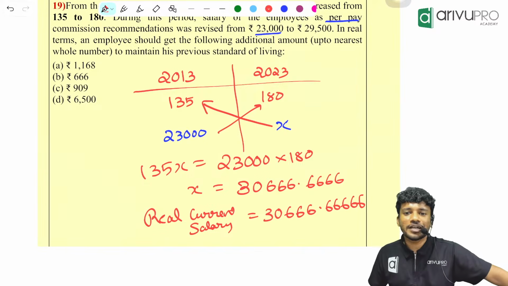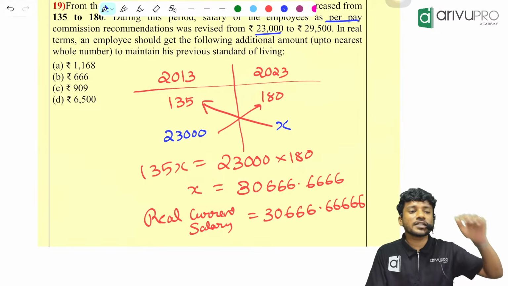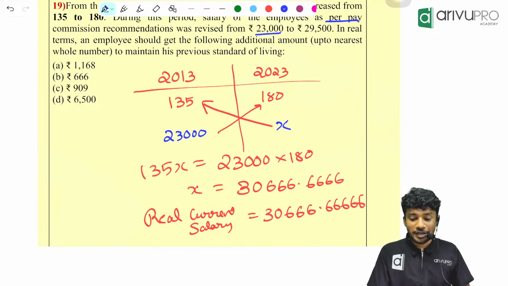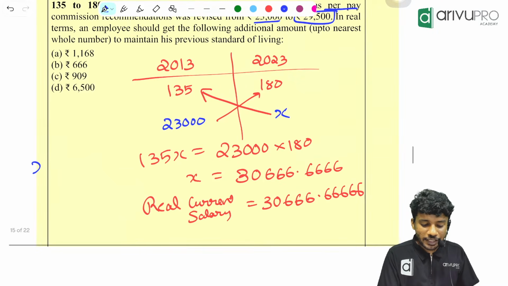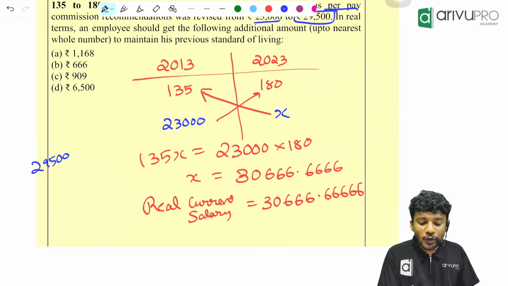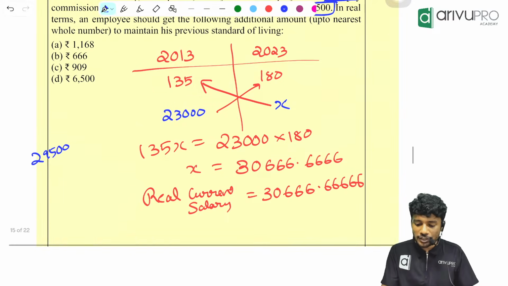30,666.666666. Correct? Then, how much are they paying you? Actually, they are paying you how much? 29,500. So, how much extra should they pay you actually?